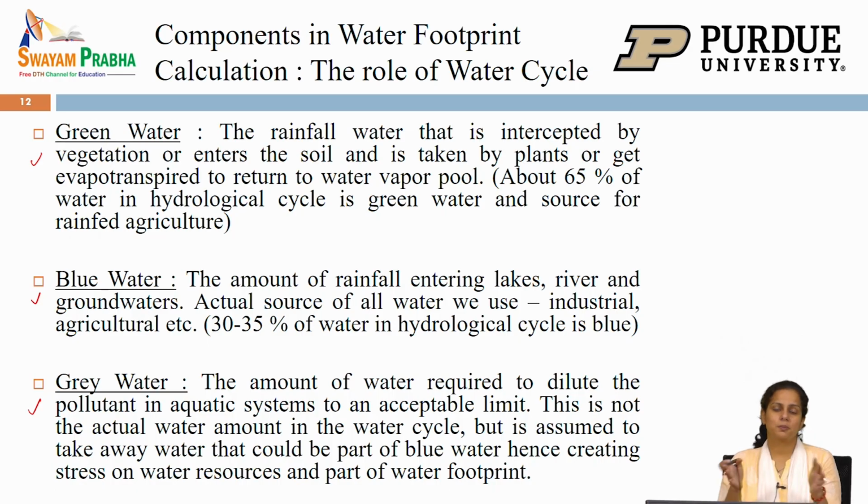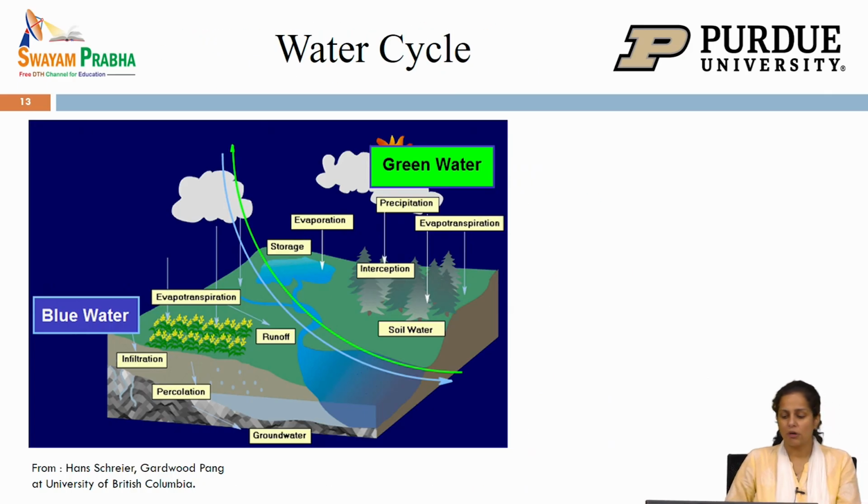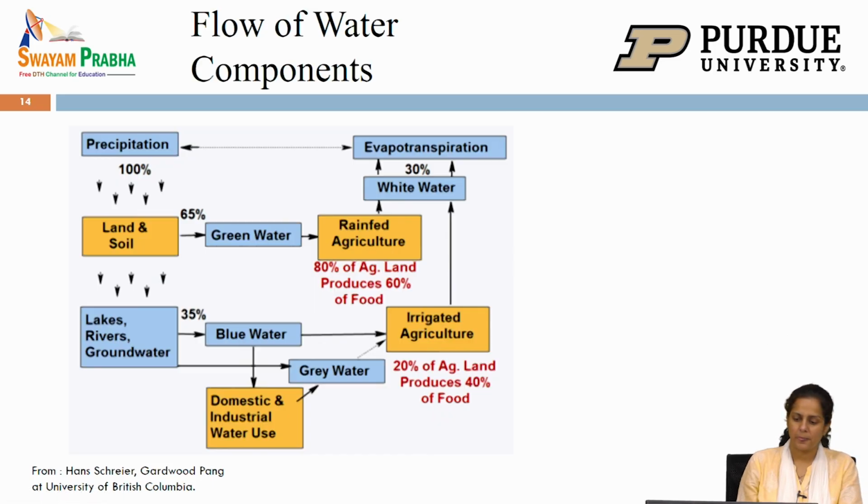So, now you can split the virtual water content or the water footprint calculation in terms of green water, blue water and grey water. So, we already talked about the water cycle. The green water is the part that is intercepted by the vegetation and it becomes available as the biomass as rain fed agriculture, and the blue water is anything that is filtrated, percolated and is available into the groundwater or the sea and the lake for our water consumption.